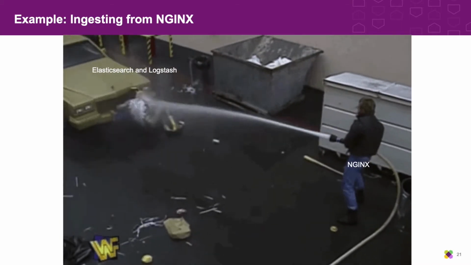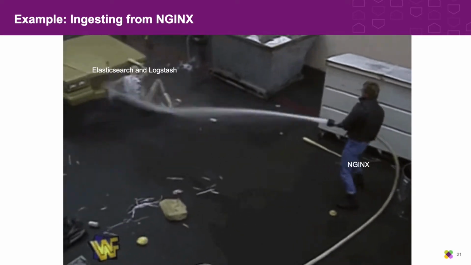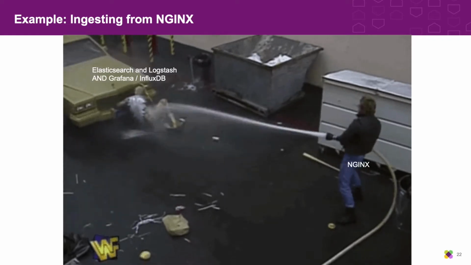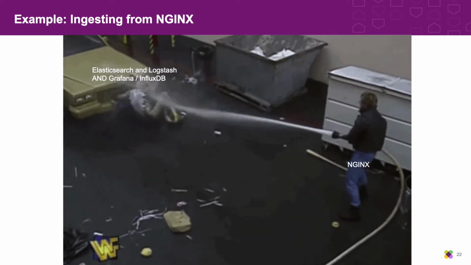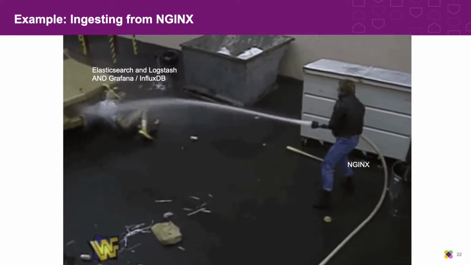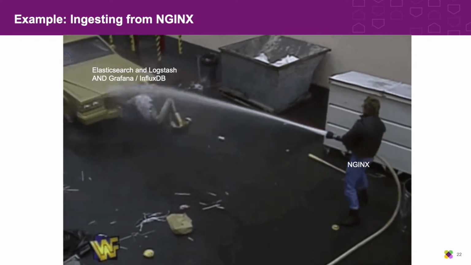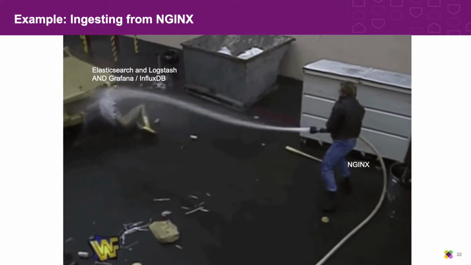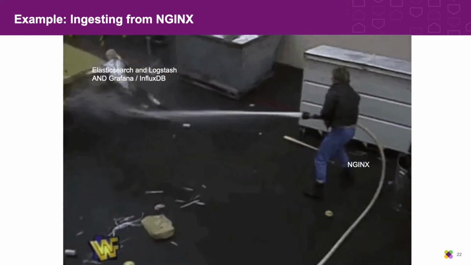Even more upsetting was if we had a site issue. We had errors happening. We had a bad deploy. We might wind up with something like this, where we're not only overwhelming Elk, we're overwhelming the tools that we use to monitor incidents. And unfortunately, this would happen quite regularly when we were having issues with applications and infrastructure.